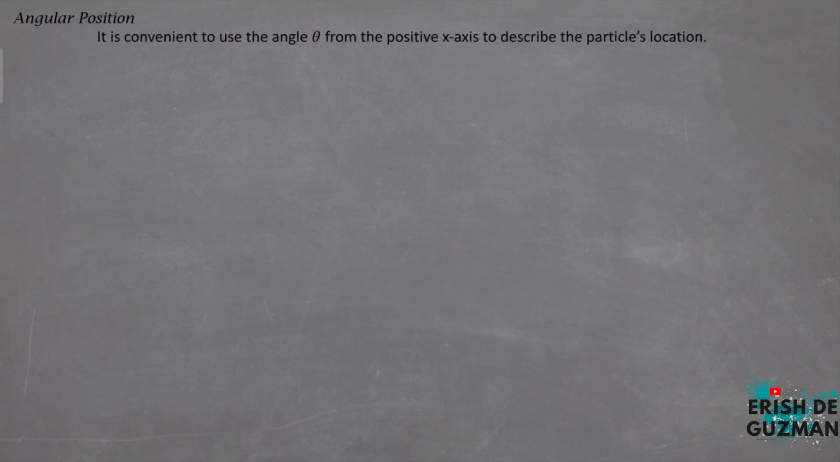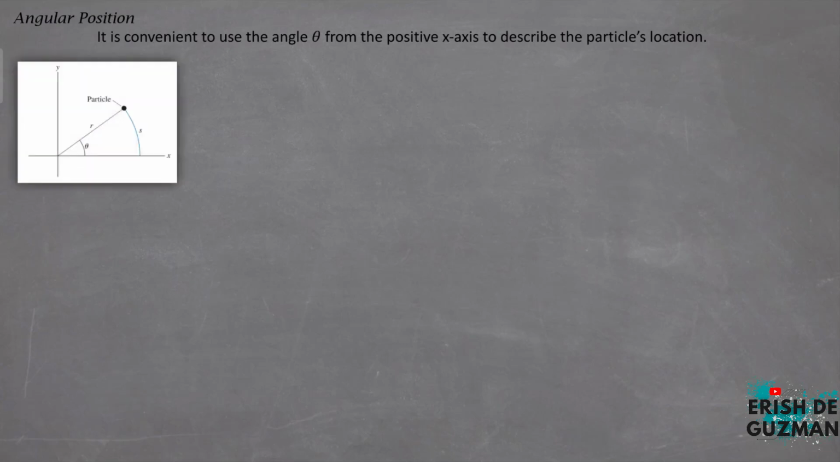In angular position, when we describe the motion of an object or a particle as it moves in a circle, it is convenient to use the angle theta from the positive x-axis to describe the particle's location, as we can see in this figure. That's because the particle travels in a circle with a fixed radius r. Specifying the angle theta completely locates the position of the particle. Thus, we call the angle theta the angular position. We describe the angle theta to be positive when counterclockwise from the positive x-axis, and an angle measured clockwise from the positive x-axis has a negative value.